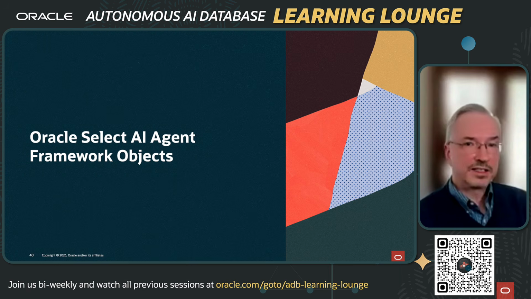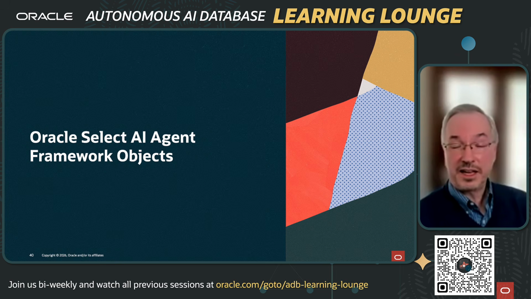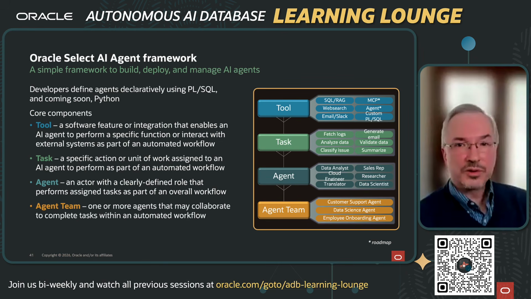So let's drop down a level to understand how to create agents themselves. What types of objects do you create and use with Select AI Agent Framework? What does an agent look like at the code level? So the Select AI Agent Framework supports declaratively defining several database objects, enabling agentic workflows. And these include tools, tasks, agents, and agent teams.